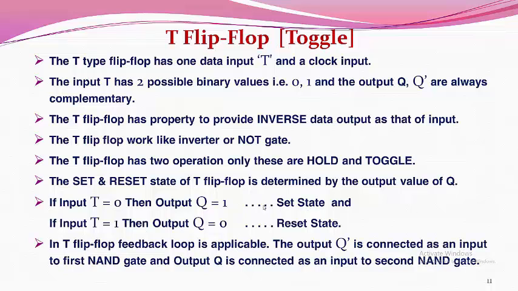In T flip-flop, we have to use the feedback loop in which Q bar is connected as an input to the first NAND gate and output Q is connected as an input to the second NAND gate. This thing we will see in the logic diagram.